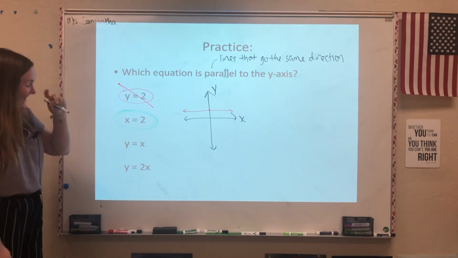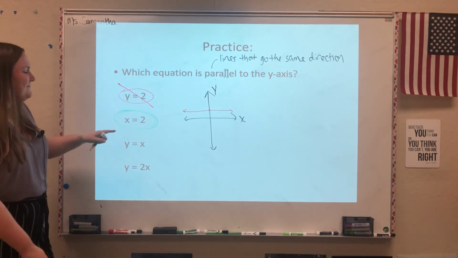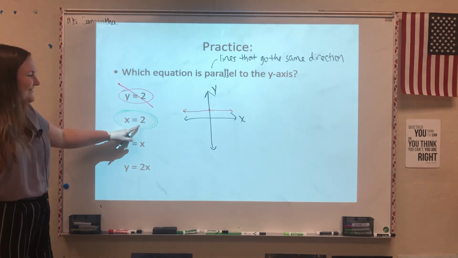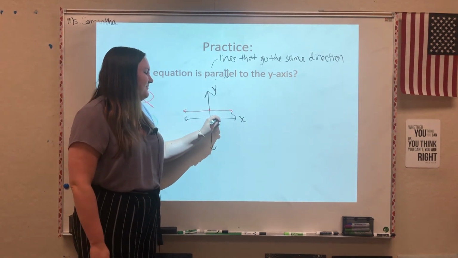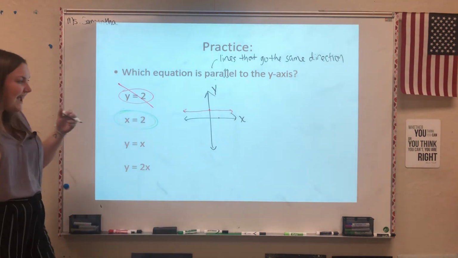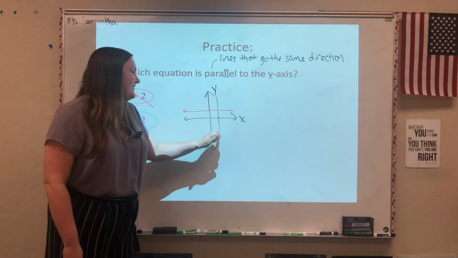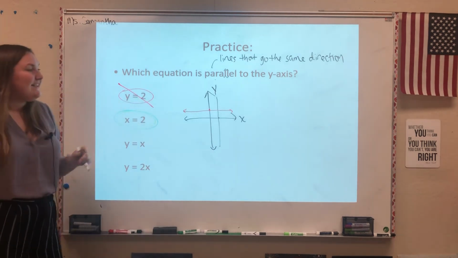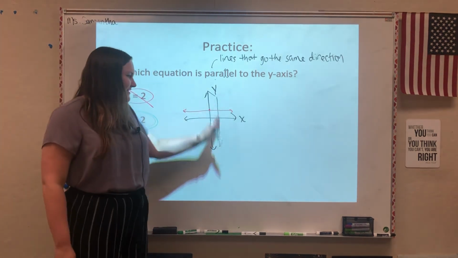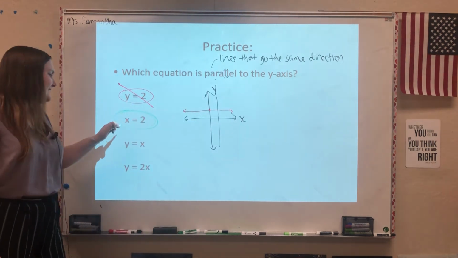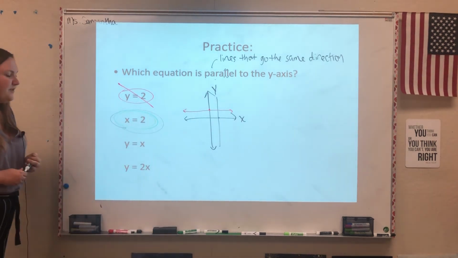We'll try this one, x equals 2. That is going to be a line going through your x-axis at the number 2. So here's my x-axis. Here's the number 2. I want a line going through the x-axis. So that would be a line that looks like this. If I check, is that line parallel to the y-axis? Why, yes. Yes, it is. It's going the same direction as our y-axis. So I would circle that one.